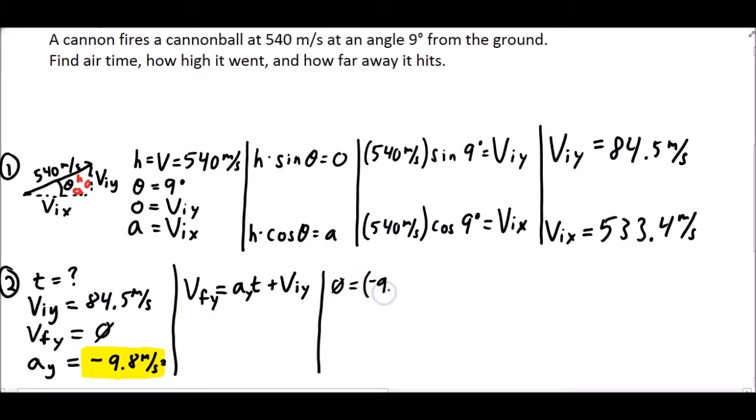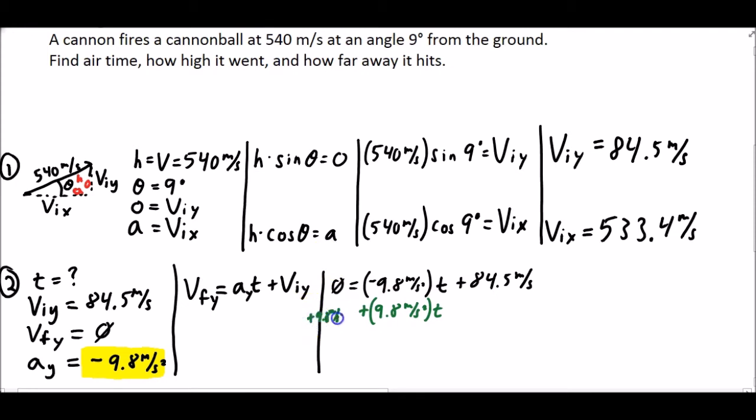A is negative 9.8 meters per second squared times time, which is what we're trying to figure out, plus VIY, which is 84.5 meters per second. So what we need to do is get this t by itself. So I'm going to start, since it's negative, adding 9.8 meters per second squared times t to both sides. So let's simulate that over here.